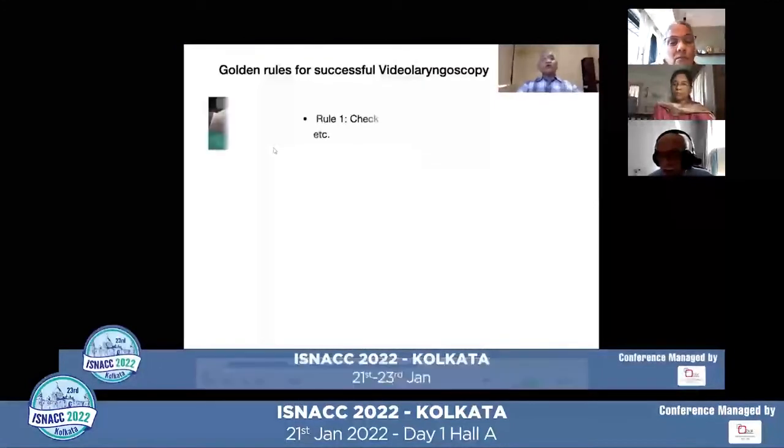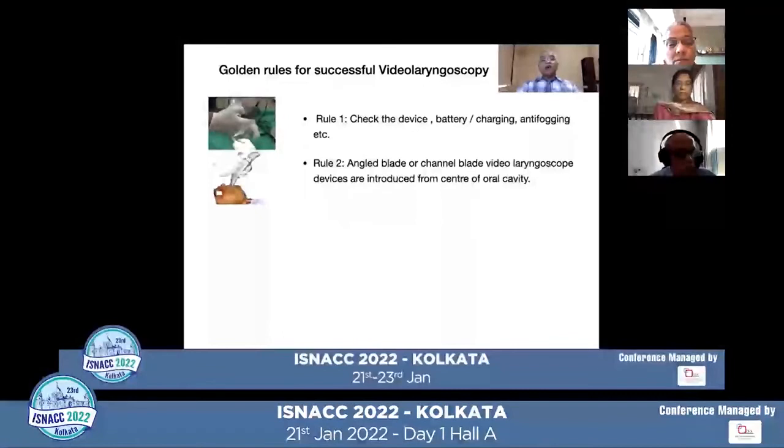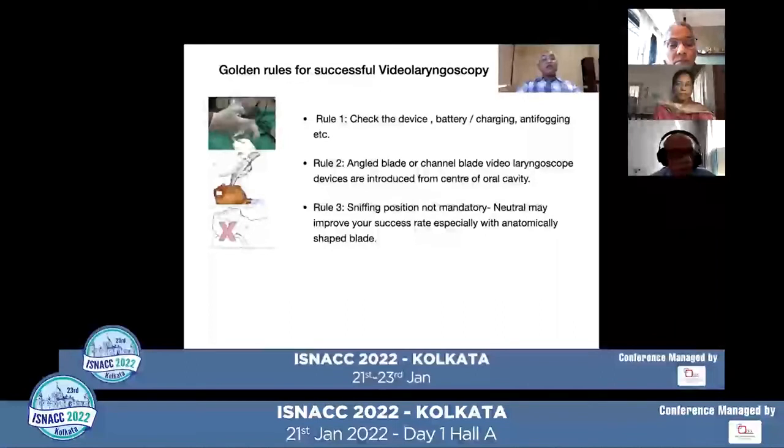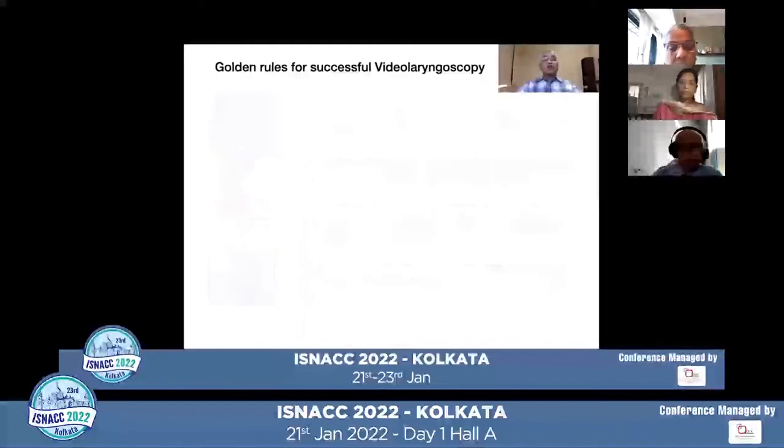So, golden rules for successful video laryngoscopy: you need to check the device, battery, charging, anti-fogging, etc. Angulated and channel blade video laryngoscope devices are introduced from the center of the oral cavity. Sniffing position may not be helpful, according to one study where they found sniffing position to be counterproductive in angulated and hyperangulated, so the anatomically shaped devices. Always look inside the oral cavity whenever you are introducing any device or endotracheal tube, and you should not look only at the screen, which creates a blind spot.